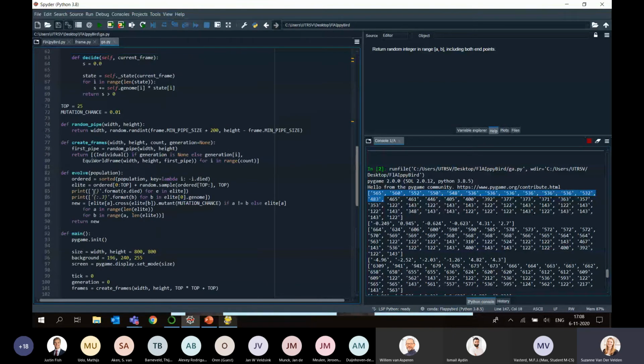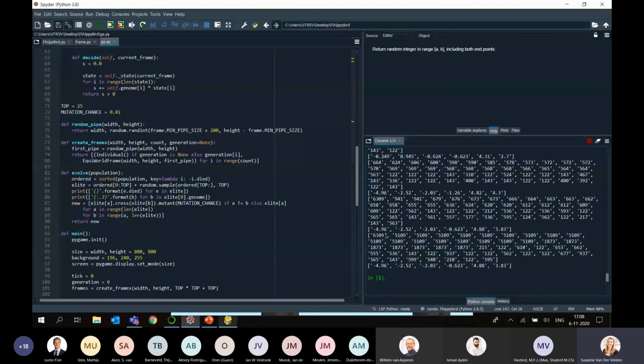So here we print them. The first 25 have survived this long, and then we picked a random sample of the others. So that's this one, and you see that those scores are a lot lower than they used to be. You see that here the most number of ticks was 565, while as we go through, now it's already over 6,000 ticks. So you see that it's evolving quite well.